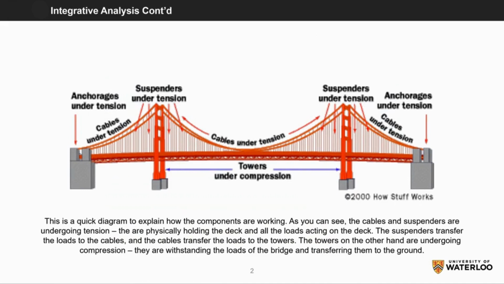This is a quick diagram to explain how the components are working. As you can see, the cables and suspenders are undergoing tension. They are physically holding the deck and all the loads acting on the deck. The suspenders transfer the loads to the cables, and the cables transfer the loads to the towers. The towers, on the other hand, are undergoing compression. They are withstanding the loads of the bridge and transferring them to the ground.